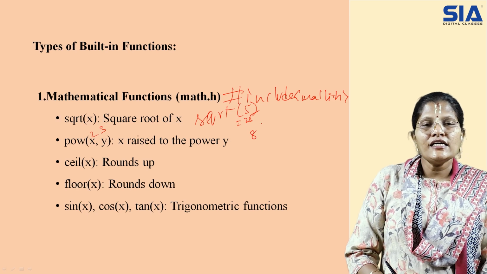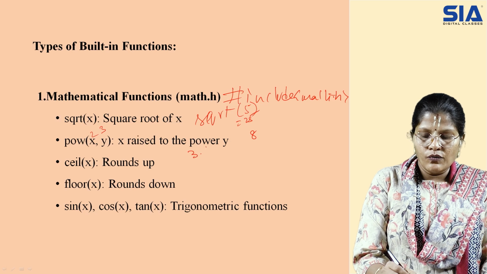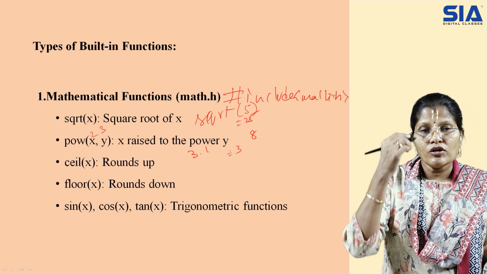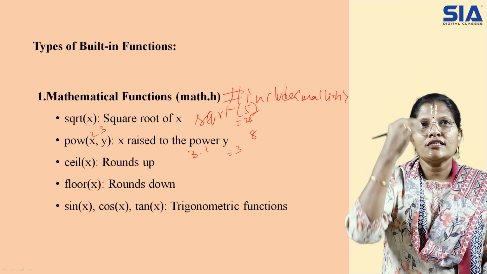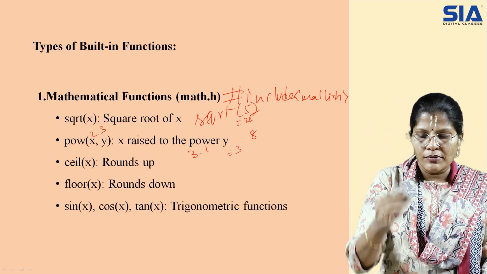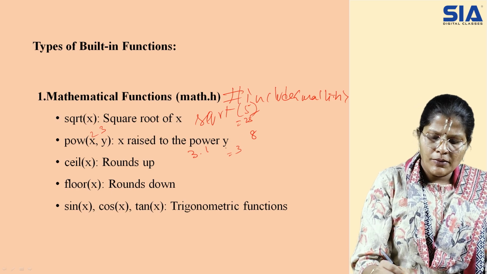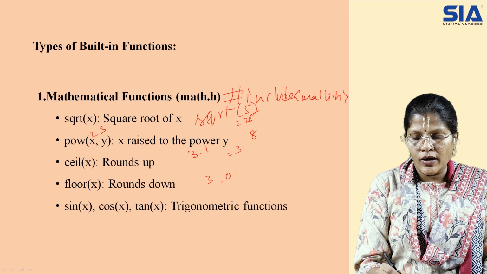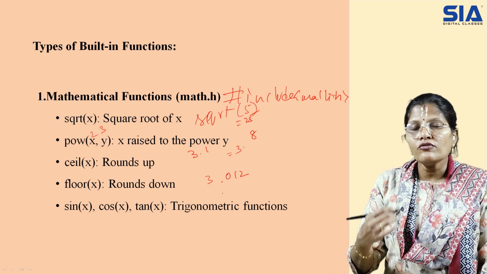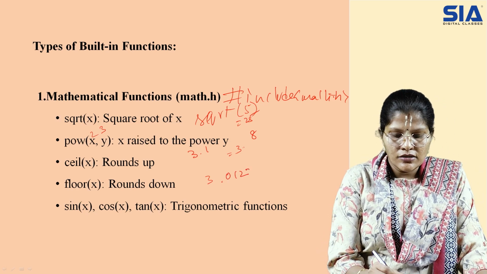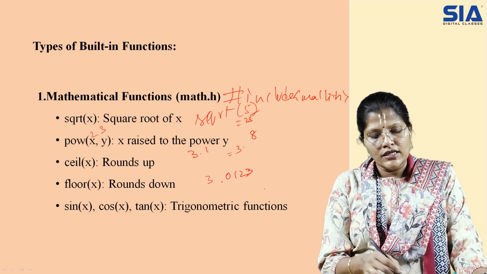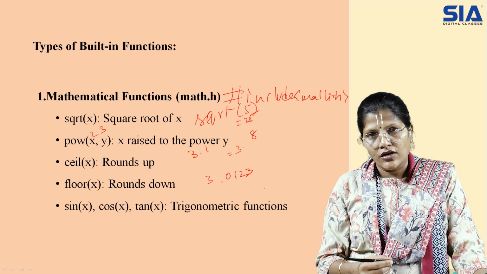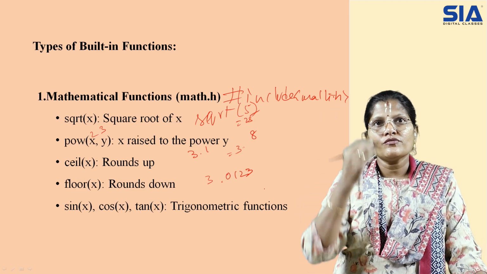Now when you talk about ceil, for example 3.1, the value rounds up to the upper value. Ceiling is nothing but up, so it rounds up to the upper value. When you talk about floor, for example 3.012, you look at the down value, which here is 3. Whatever the ground value is, it will round down to it. So floor rounds to the lower value, and ceil rounds to the upper value.